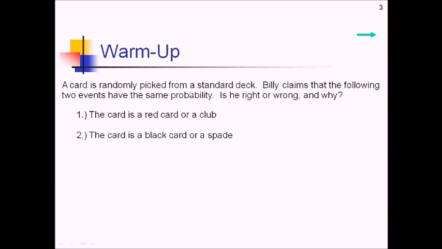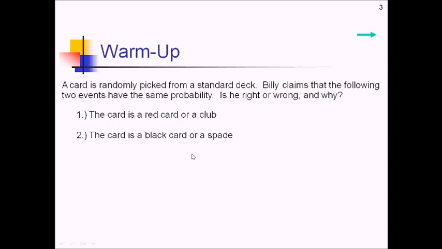The card's randomly picked from a standard deck. Billy claims the following two events have the same probability. Is he right or wrong, and why? So first event, card is a red card or a club. Second event, the card is a black card or a spade. Pause and reflect on this.